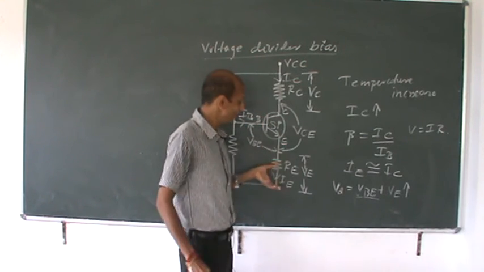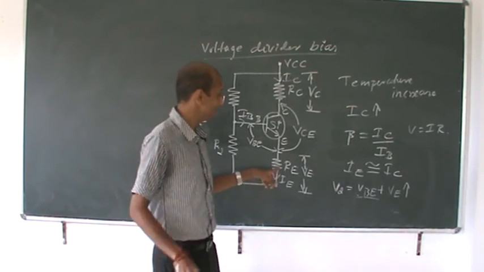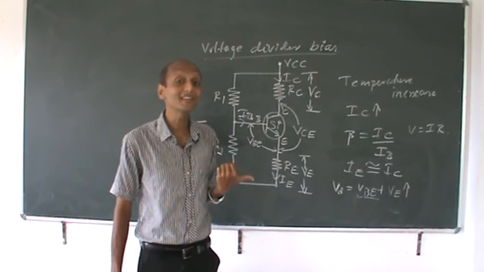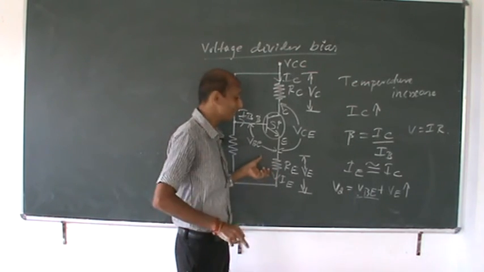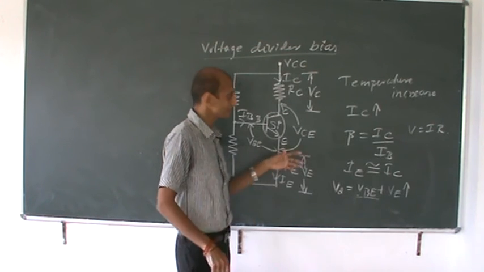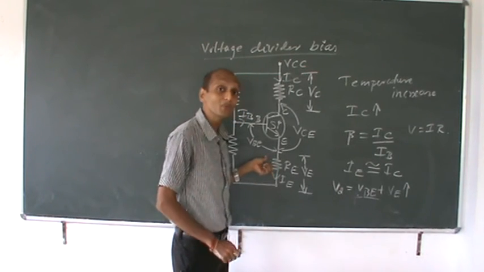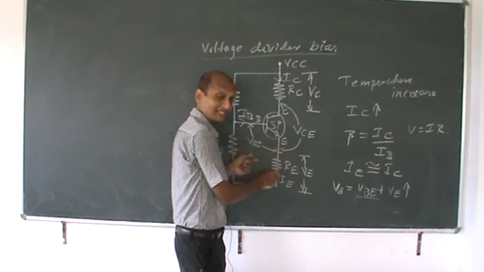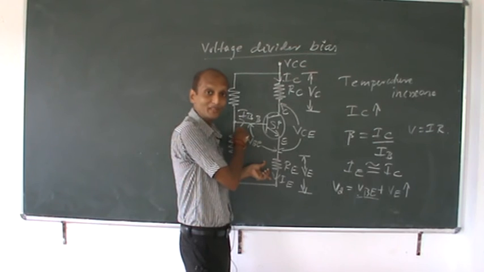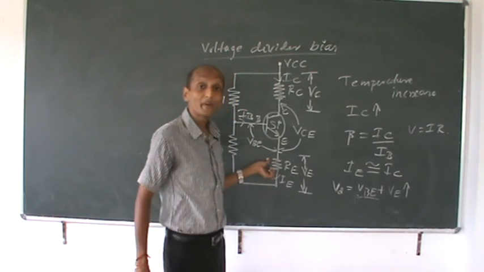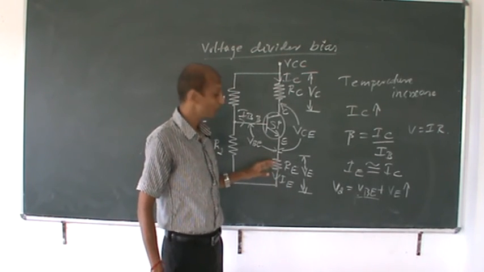This is how we make the operating point stable with the use of what? RE, that is your emitter resistor RE. So RE is very important. It is the circuit component wherein your IB comes to a controlled value. So this acts as an operating point control resistor. This resistor will control the operating point properly.